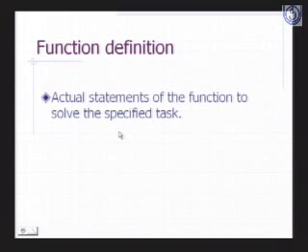Definition of the function is nothing but the actual statements of the function to solve the specified task. One way to write the function is to write the prototype as well as the definition at the start itself, and the other way is to declare the prototype in the declaration part. You can call the function using the function name, and you can write the function after the main program is over. User defined function after the main program is over.